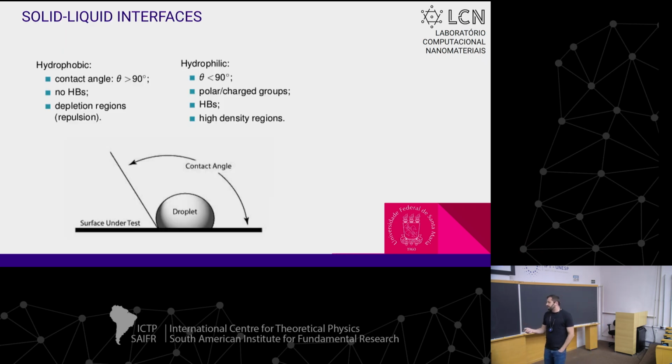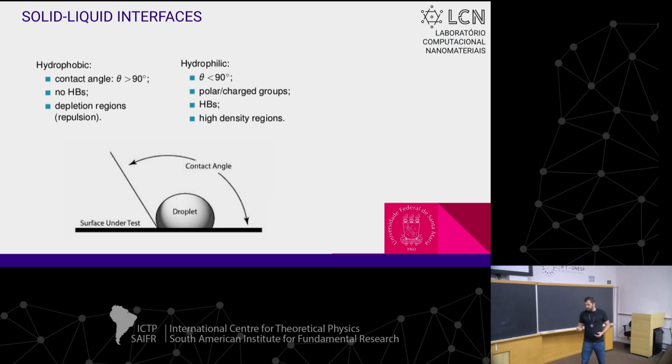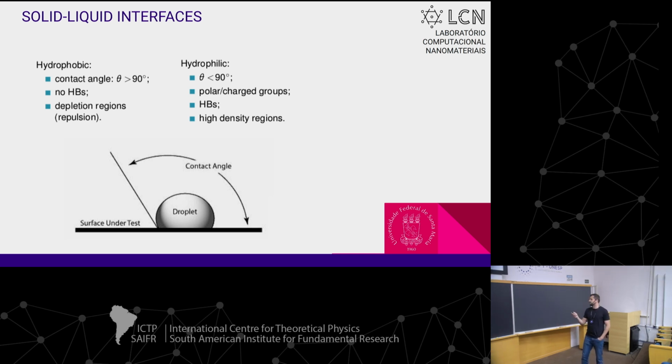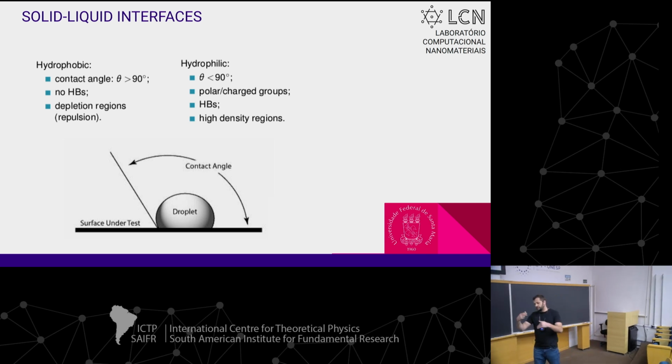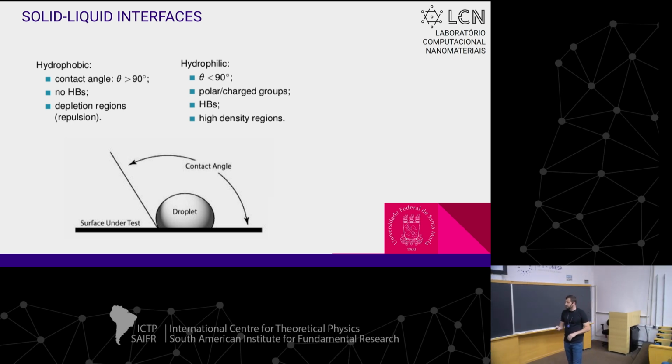But again, we can define a parameter that actually separates hydrophobic from hydrophilic. One easy way to do that is to find something that's visible to the experiment. So we like to use the contact angle as a definition of hydrophilicity and hydrophobicity. If you find a contact angle larger than 90 degrees, you call it hydrophobic. If it's lower, you call it hydrophilic. Of course, there are other characteristics like the hydrogen bonds. If you have more hydrogen bonds between the solid and the liquid, you call it hydrophilic. If you have fewer, you call it hydrophobic.